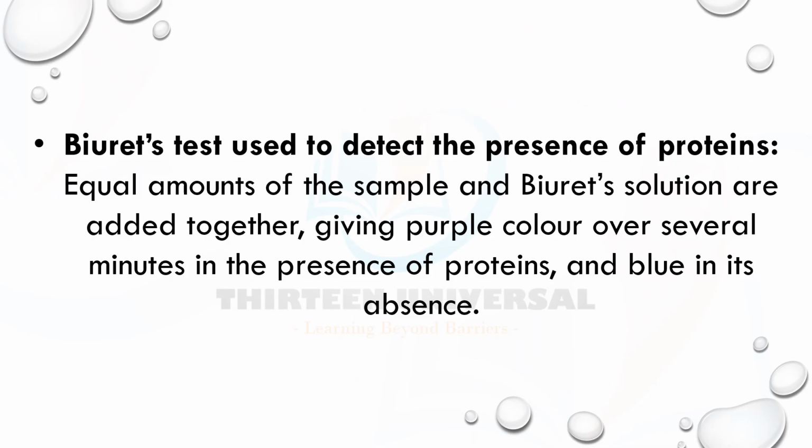All right, let's go to the next test quickly. The next test says the biuret test is used to detect the presence of protein. So equal amounts of the sample and biuret solution are added together, giving a purple color after several minutes in the presence of protein, and blue in its absence.